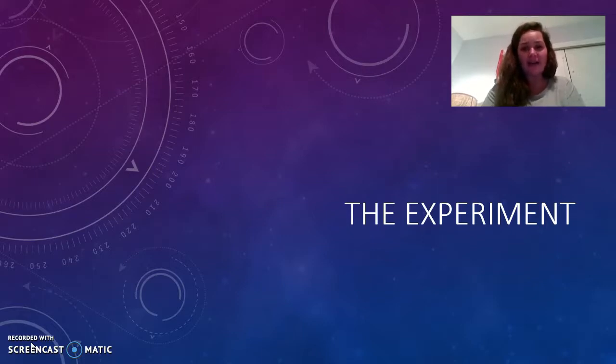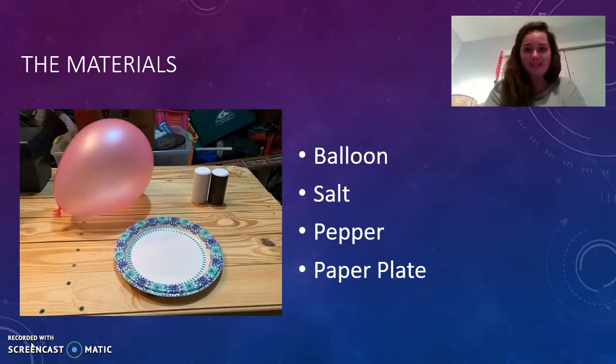Because I know this, at this point I am unsure what the charge of pepper might be, but I know that a negative charge with the static electricity would only be able to attract a positive charge. Since sodium chloride is neutral, I'm going to assume that the static electricity is going to attract the pepper in this experiment. So to start this experiment, I needed a couple of things. I needed a balloon, which would be the source of static electricity. We needed salt and pepper and a plate to hold the salt and pepper.